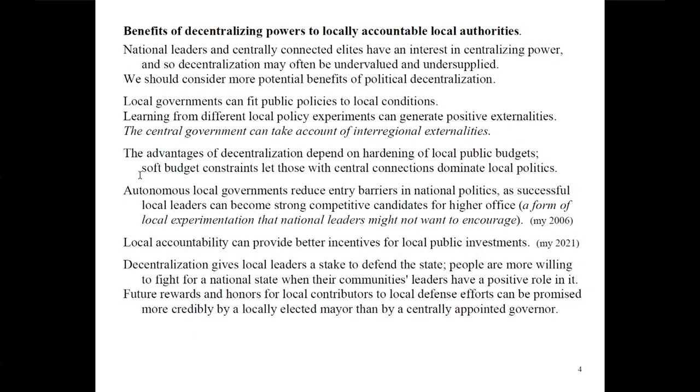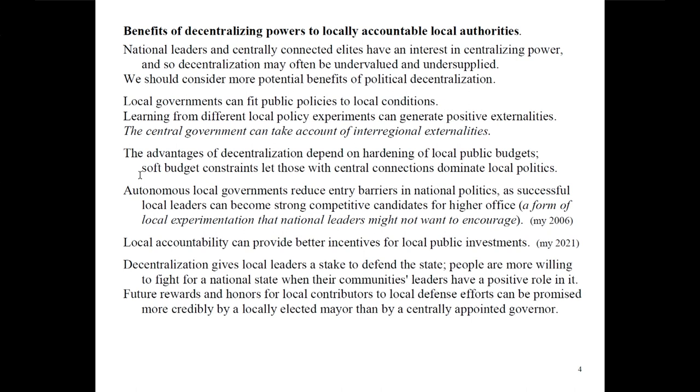They don't need to encourage others to run, to show that they can do a better job for the public than the current national leadership. I also have a recent theoretical paper in Theoretical Economics from 2021 about how local accountability can provide better incentives for local public investments. As I say, the decentralization reforms were in Ukraine in 2020, and there is some evidence of better public services as a result of the decentralization of authority, and that helps to encourage people to believe that the Ukrainian political system is something that's good for them, and maybe that they should want to fight to defend it against an invasion to impose Kremlin domination.